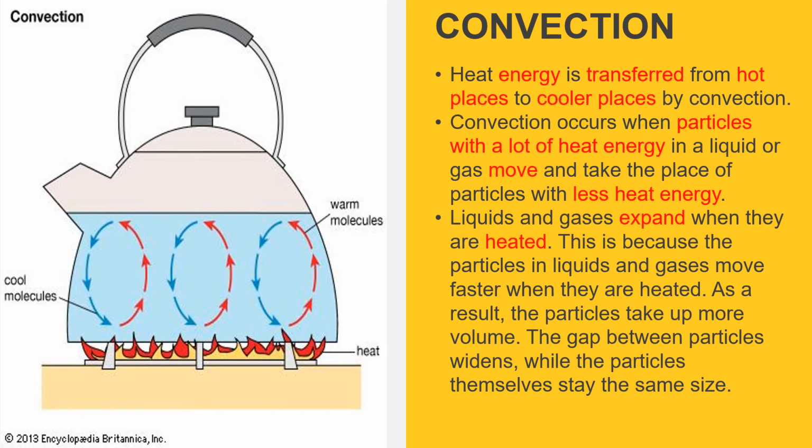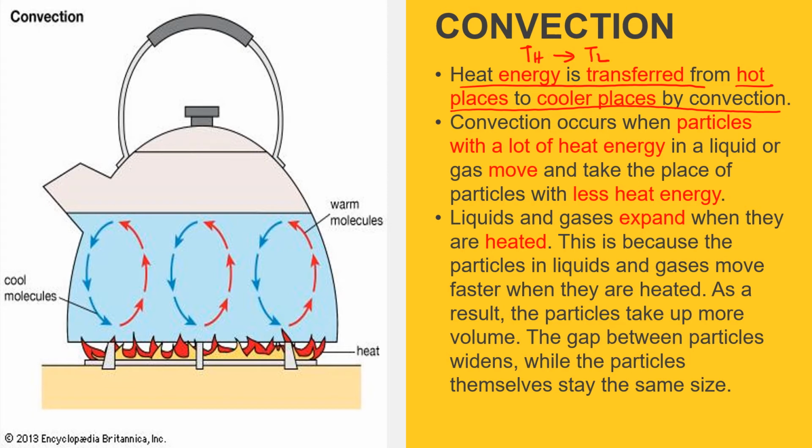Okay. Next is a convection. So for convection, heat energy is transfer from hot place to the cooler place by convection. So dia sama jugalah macam conduction. Mesti daripada hot pergi ke cool. So maksudnya daripada T high dia akan pergi kepada T low.